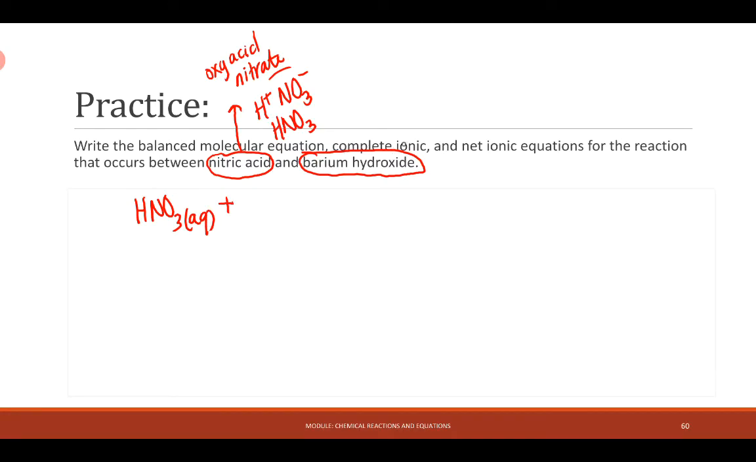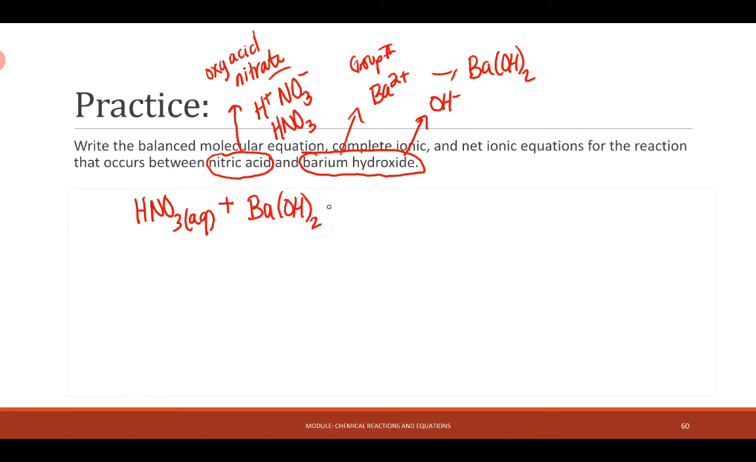For barium hydroxide, hydroxide, according to my polyatomic ions, is OH minus, and barium is in group 2. And so that's going to be barium 2+. So my neutral ionic compound formed between these two is going to be barium hydroxide. And barium hydroxide is going to be soluble. It's an exception to being insoluble.